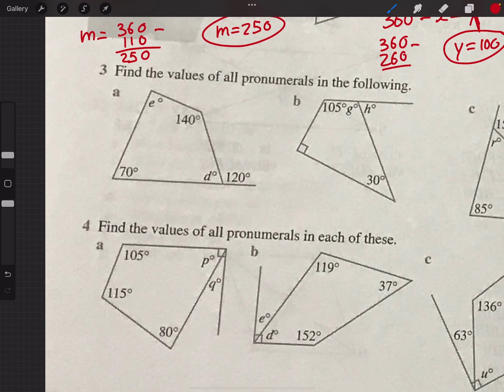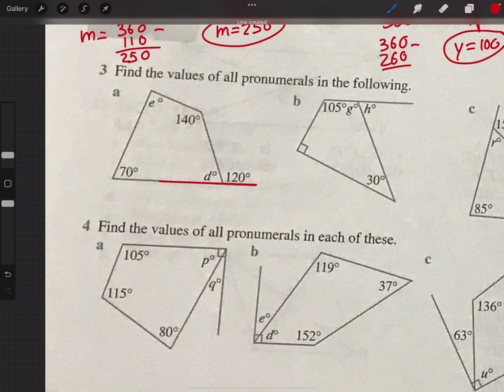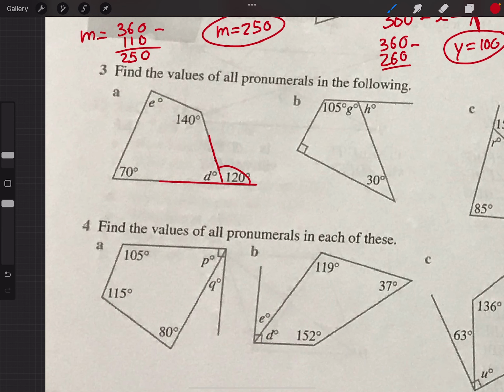Question 3. Find the values of all pronumerals in the following. Okay. Now let's look at this bottom one here. 120 is this angle here. 120 plus this angle D makes the angle of a straight line, and we know that the angle of a straight line is 180 degrees. So D must be what? So 120 plus what gives me 180. So this has to be 60.